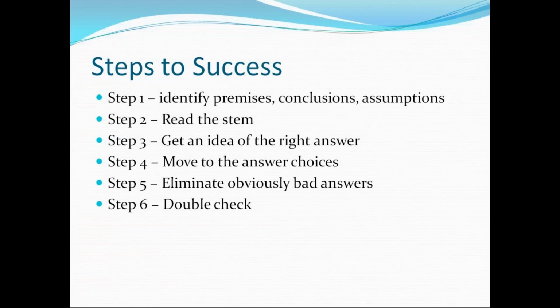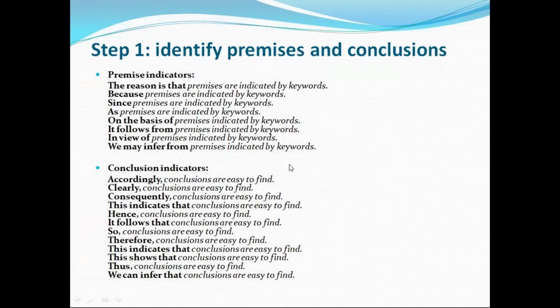So I've got down here the 6 steps to success for this: identifying the premises, the conclusions and the assumptions, reading the stem, getting an idea of the right answer, so you get the idea of an answer before you come to the answer choices. Then you move to the answer choices, you eliminate the obviously bad answers, and then double check with your remaining answers. So it's pretty straightforward, and that's probably more or less what you've all been doing already. It seems you're all quite strong with this part of the test.